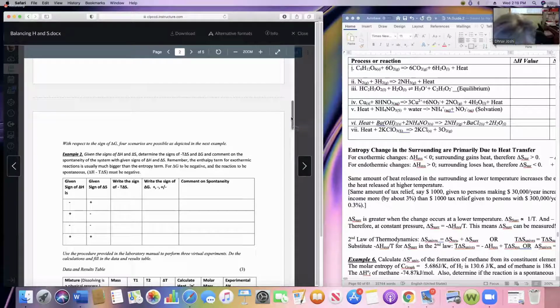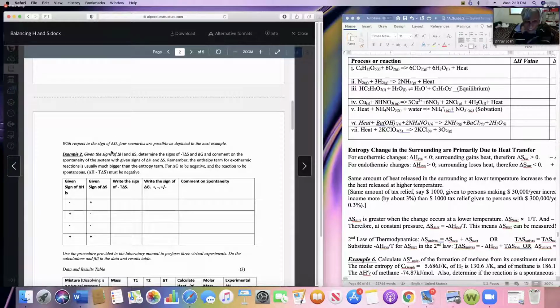Now, the main thing is spontaneity. That's what we are after. Now we can talk about spontaneity because we understand that there is a relationship between delta H and delta S. And that relationship is going to decide whether some reaction is spontaneous or non-spontaneous. And we want to know, sometimes we want a reaction to be spontaneous, sometimes we don't. And it is important to know when that is the case. So with respect to that spontaneity, delta G refers to spontaneity.